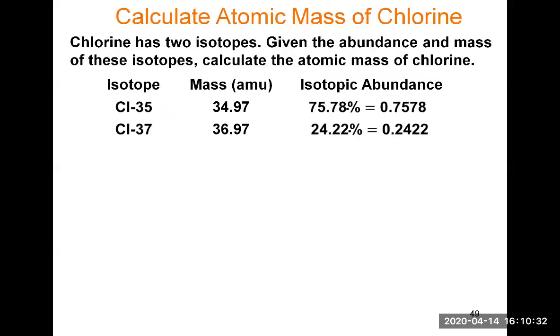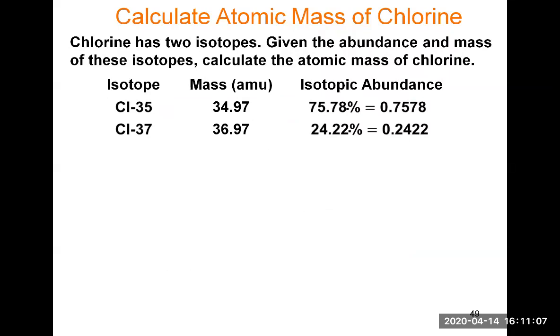The best is to go through an example, and we will use chlorine. Chlorine has 2 isotopes. Given the abundance and the mass of these isotopes, calculate the atomic mass of chlorine. So you're given the isotope name on the left, the mass in the middle in atomic mass units, and then the isotopic abundance given both in percentage and in ratio.